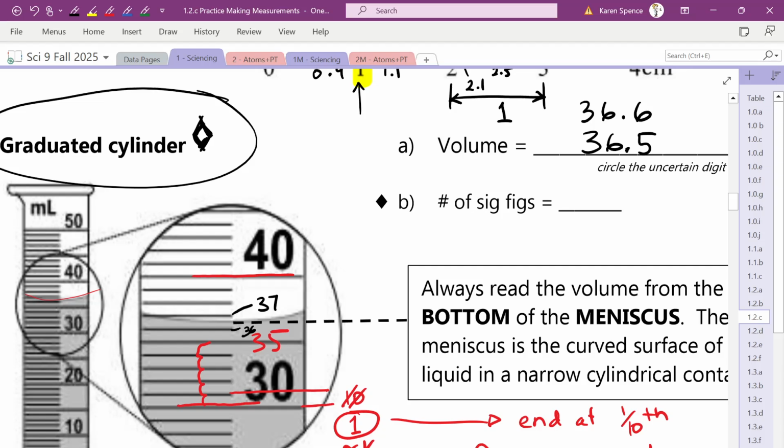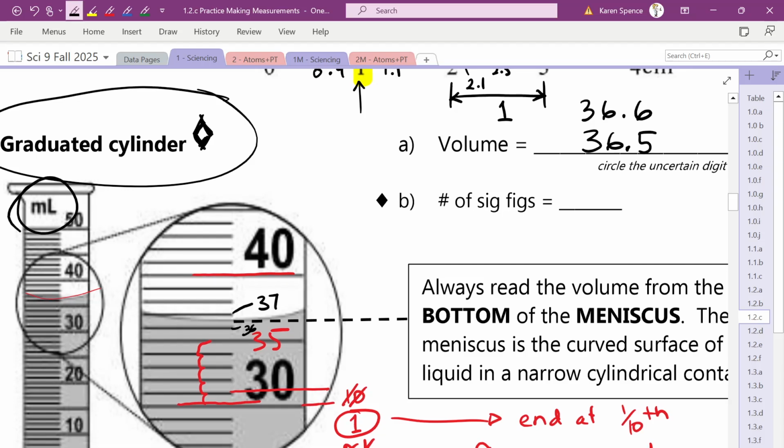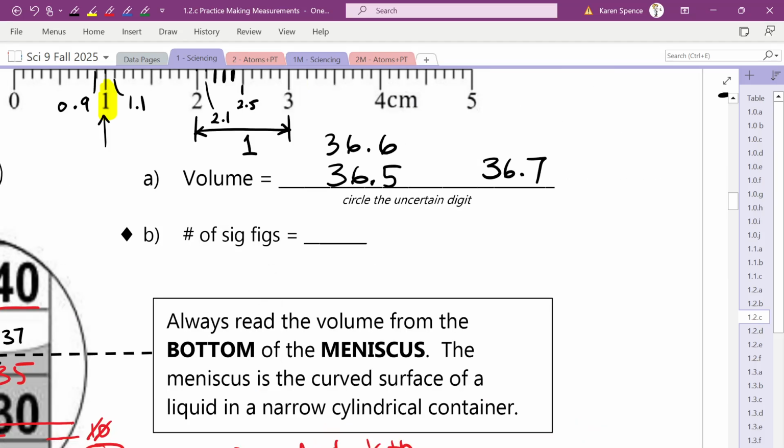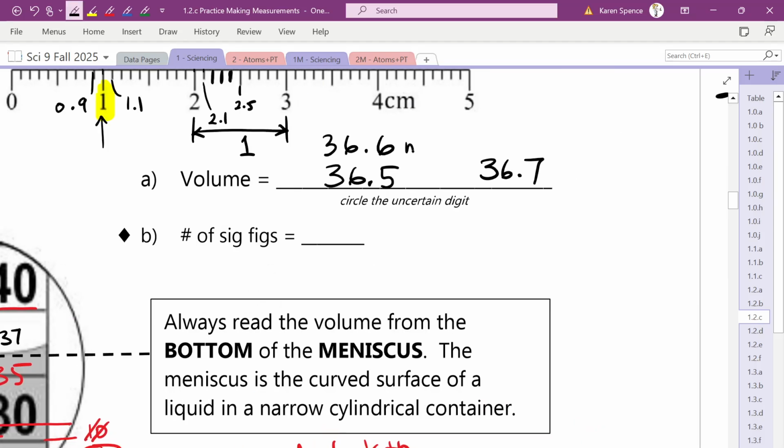And so we go over here and we say, what are we measuring in? We're measuring in milliliters. And take note, milliliters, it's a capital L per liter, okay? So if you have ml, no, you want it to be mL, okay?